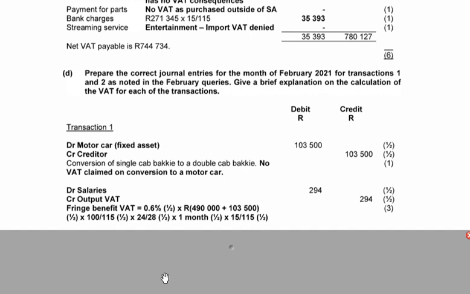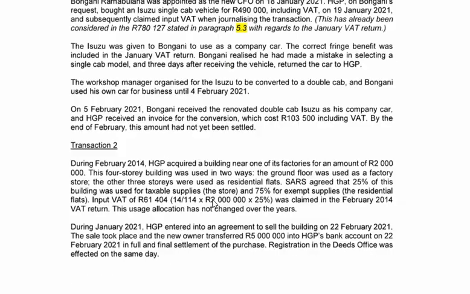Carrying on, guys. And the next part, transaction 2. During Feb 2014, HGP acquired a building near one of its factories for an amount of 2 million. This 4-story building was used in 2 ways. The ground floor was used as a factory store. The other 3 stories are used as residential flats. SARS agreed that 25% of the building was used for taxable supplies and 75% for exempt supplies, the residential flats being exempt supplies.